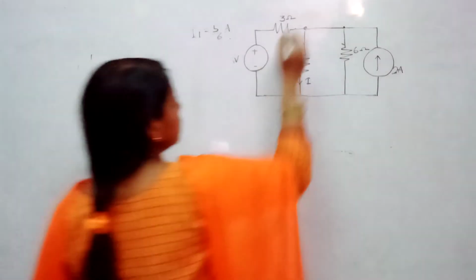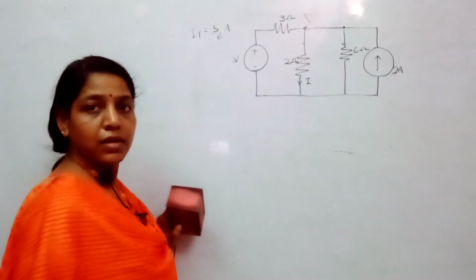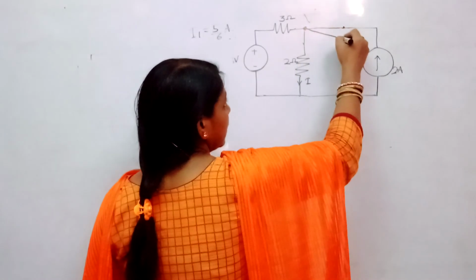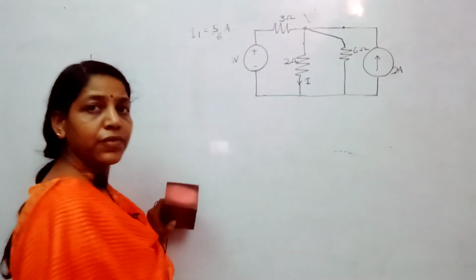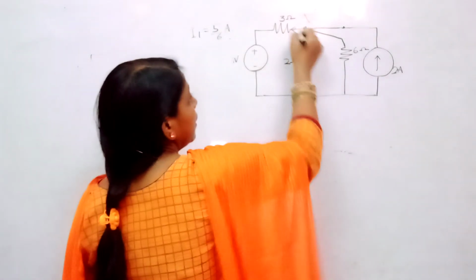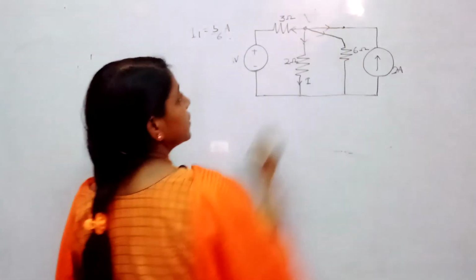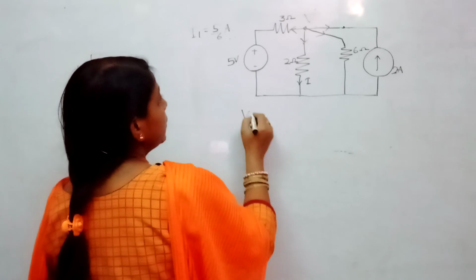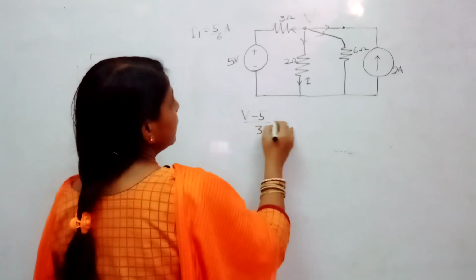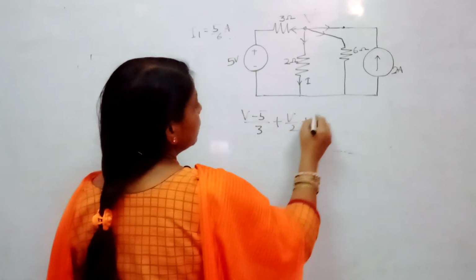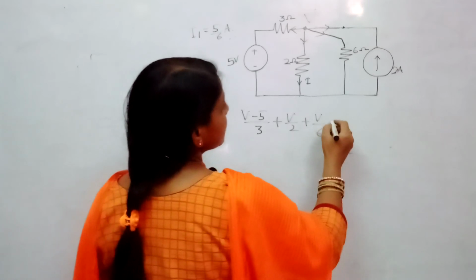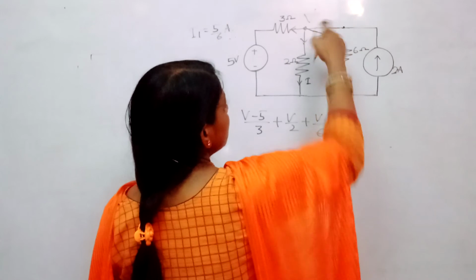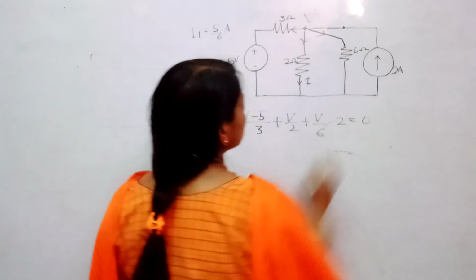So what you need to do? Consider this voltage is at V potential. Are you able to imagine that they all are connected to the same junction? If not, just draw like this. And all the currents are leaving. So apply the nodal analysis. What you will write? (V minus 5) by 3 plus V by 2 plus V by 6. This current is entering, so minus 2 equal to 0.